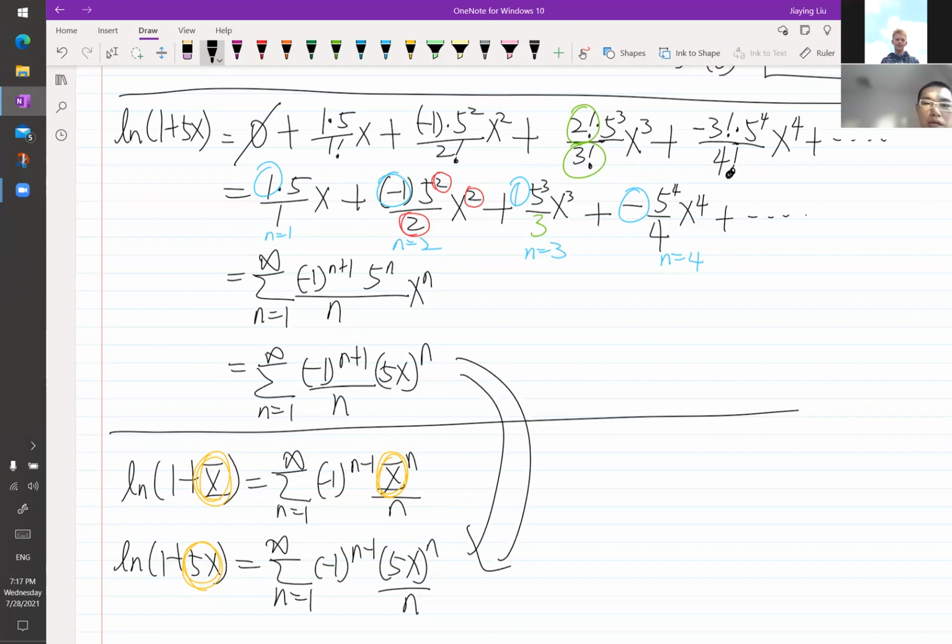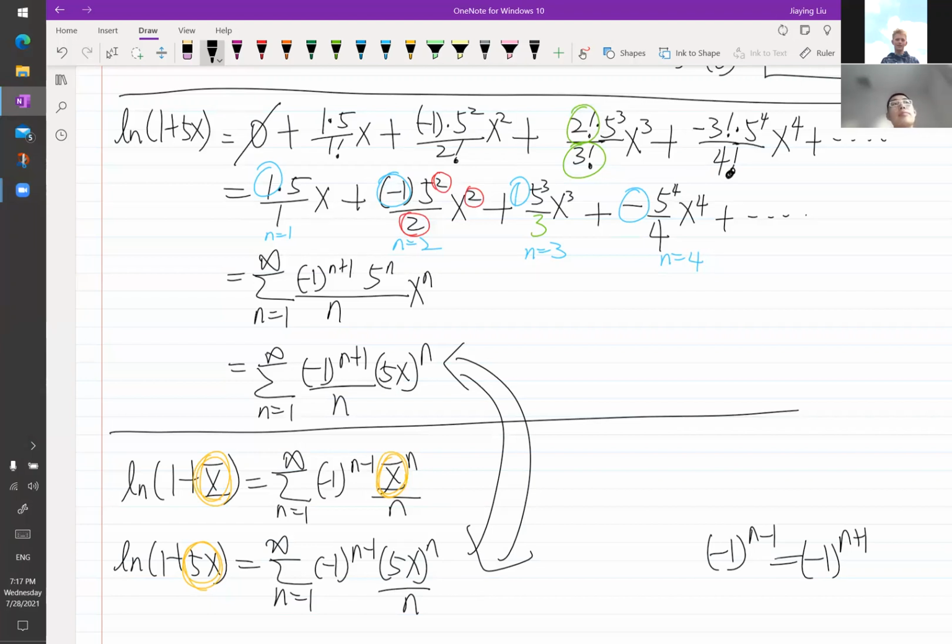You probably wonder, well, they look different. It's actually the same because -1 to the n minus 1 and the -1 to the n plus 1 are equivalent. They just give you the alternating sign, going from positive, negative, positive, negative. They're the same.